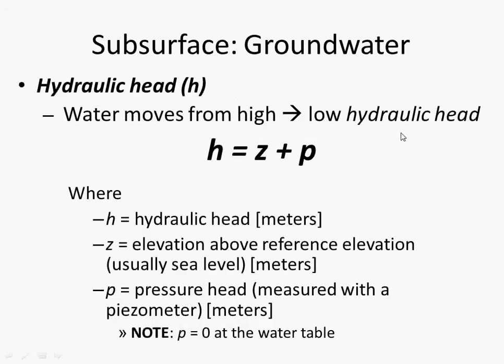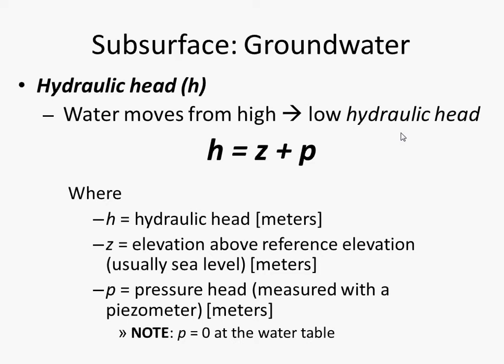So in general, water moves from high to low hydraulic head. So the formula for hydraulic head is h, little h, equals z plus p. So hydraulic head is measured in meters. Z is the elevation above a reference elevation, and that's usually just sea level, something we're used to thinking about, again in meters. And the pressure head is something typically measured with a piezometer, which we'll talk more about in a couple minutes. Again, measured in meters, so everything is in meters in this case.